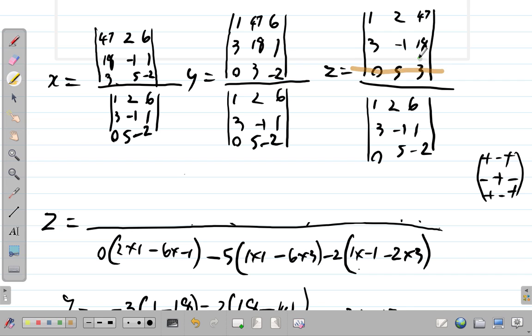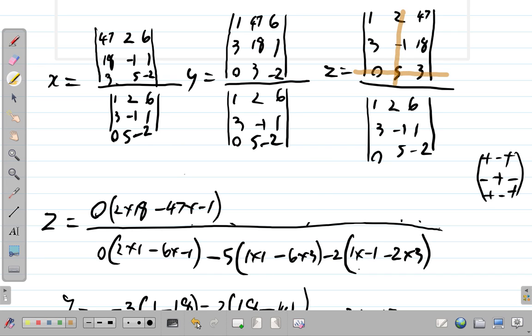gives a 0. So if we cover the row and column that contains 0, we'd have 0 times, you don't need to write the other things because it will be 0. But anyway, let's write it still. 2 times 18 minus 47 times negative 1. Alright? It's a positive. Let's go across. We could go up column 1 2, but let's just go across row 3.